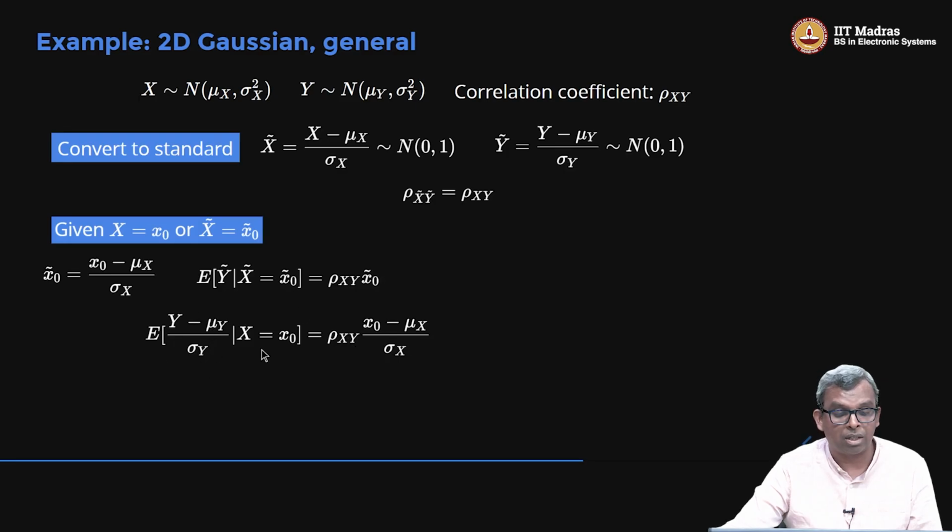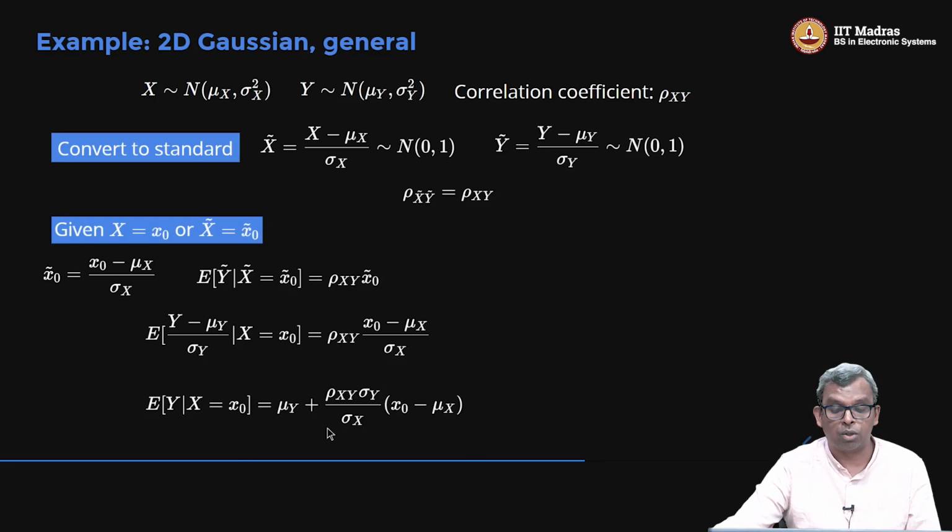These are all constants, no? This expectation doesn't affect them. So you go there and you will get this. So you see that expected value of y given x equals x naught is mu y plus rho xy times sigma y by sigma x times (x naught minus mu x). Okay. This is a nice formula to sort of remember.